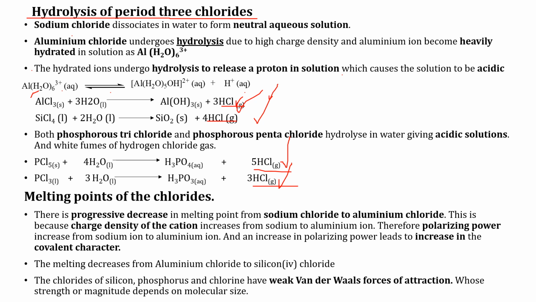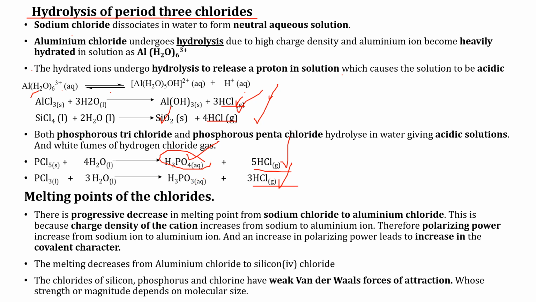With silicon tetrachloride, we shall form silicon oxide, and with phosphorus 5 chloride, we shall form phosphoric. This is called phosphoric, and this is called phosphorus. That's why we are saying we form acidic solutions. This is called phosphoric acid, and this is phosphoric. So differentiate the two. What varies is the number of oxygen atoms attached to the phosphorus atom. So take note of that.